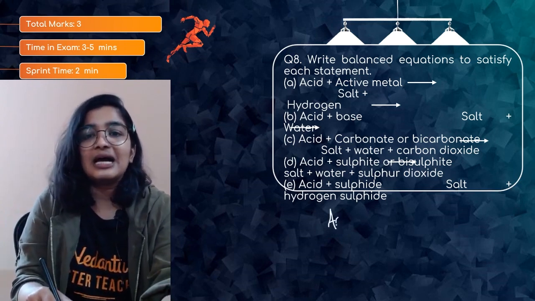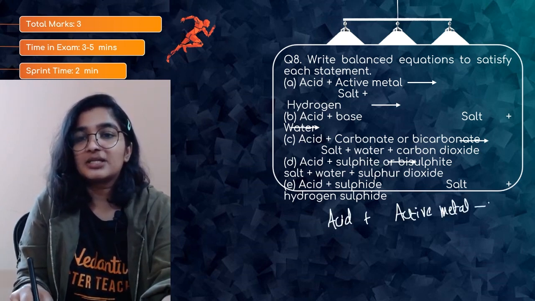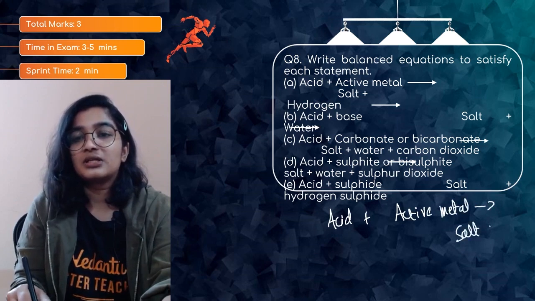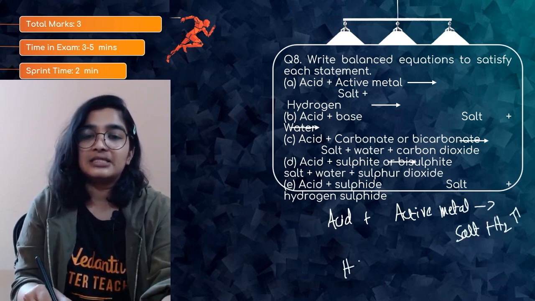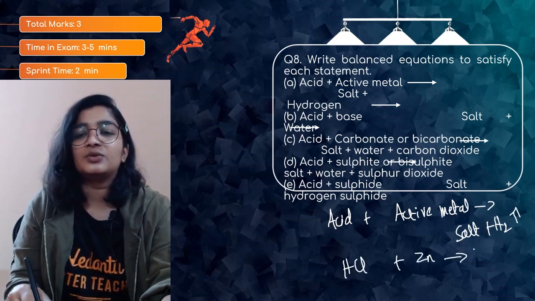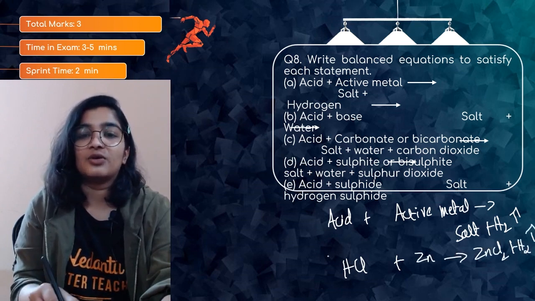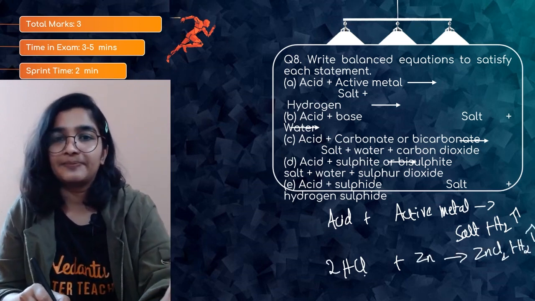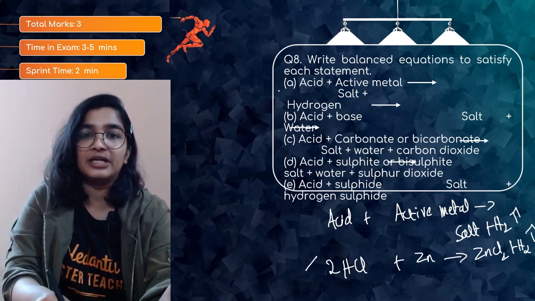Acid plus active metal, you will get salt plus hydrogen gas. So acid, I'll take HCl plus active metal zinc. So ZnCl2 plus hydrogen gas. In order to balance it, I'll add 2 here. Balanced? Is the equation right? Okay, first one, we are done.